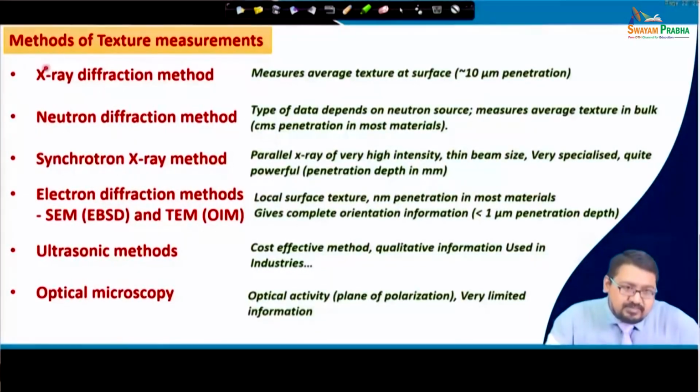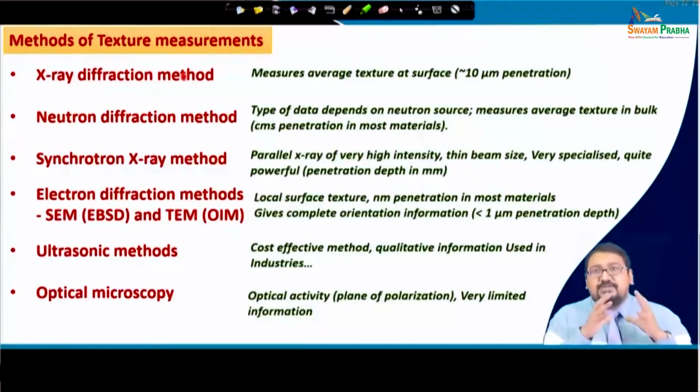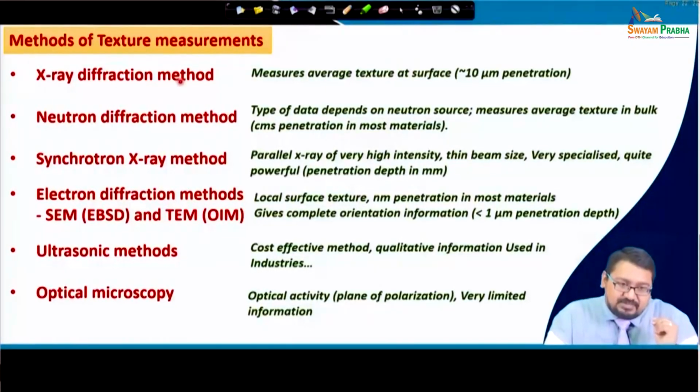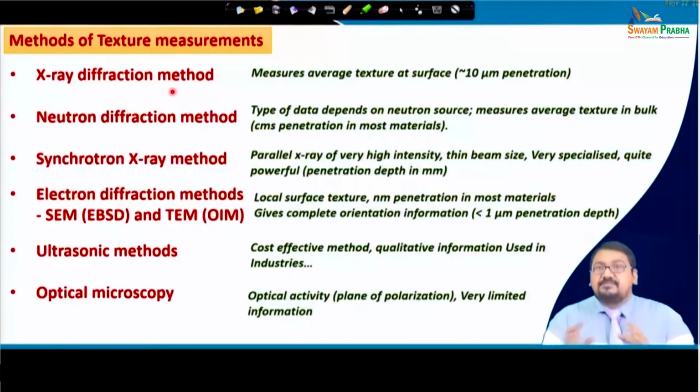So, the methods of texture measurements, we found out that macrotexture measurements are done by X-ray diffraction methods and neutron diffraction method. X-ray diffraction method, you see, measures average texture of the surface. Its penetration depth is low, but its penetration depth could be about 10 micrometer. So, it can be considered to be utilizable for macrotexture measurement.